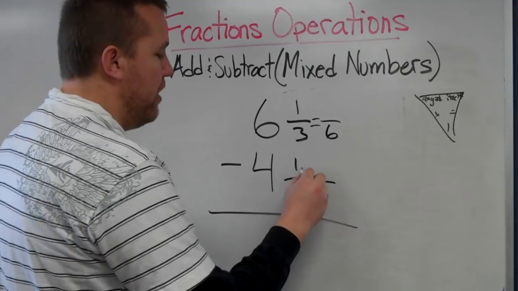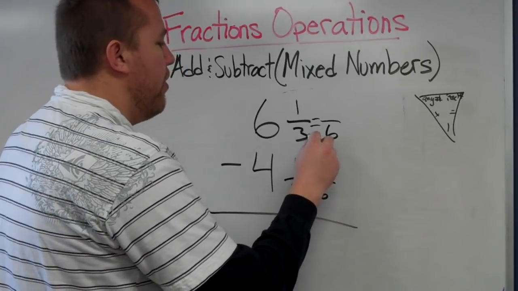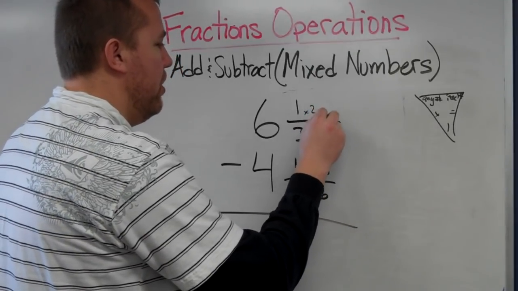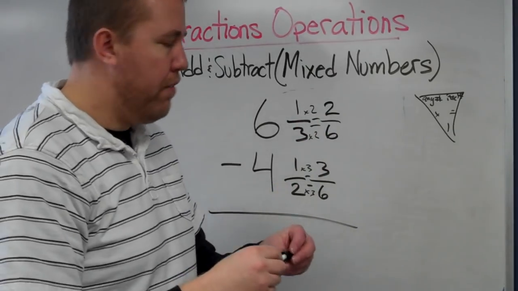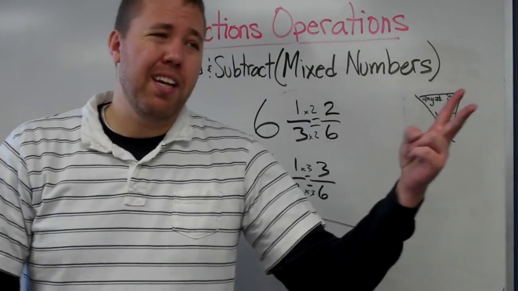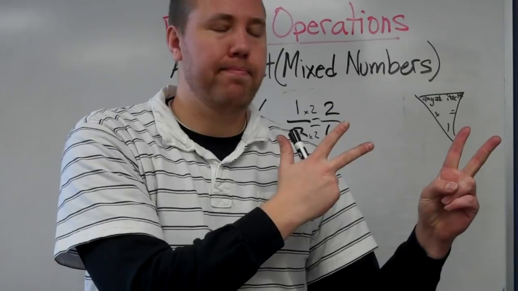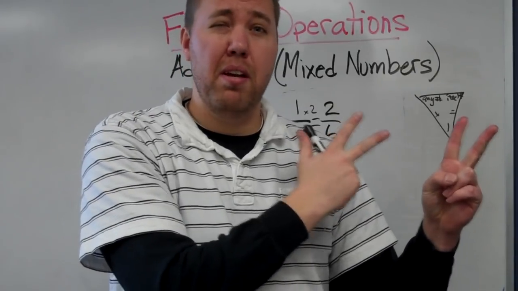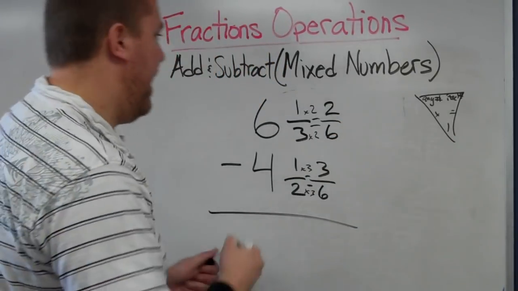2 times 3 is 6, so 1 times 3 is 3. 3 times 2 is 6, and 1 times 2 is 2. Okay, I have 2 sixths. I have 2 of something. Can I take 3 away from that? No, I'm terribly sorry, but you can't. We have to borrow fractions.